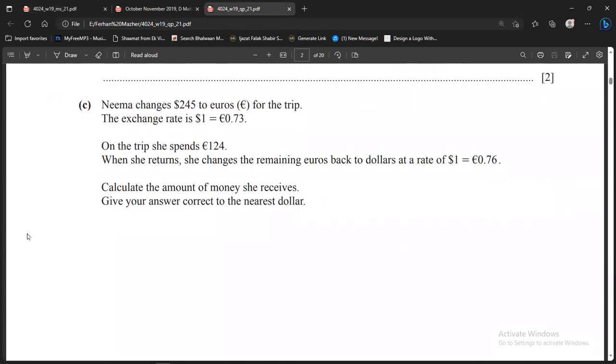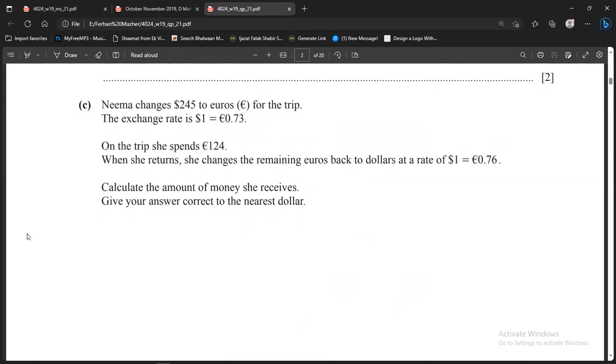It says Nima changes $245 to euros for the trip. The exchange rate is $1 equals 0.73 euro. On the trip, she spends 125 euros. When she returns, she changes the remaining euros back to dollars at a rate of $1 equals 0.76 euros. Calculate the amount of money she receives. Give your answer correct to the nearest dollar.